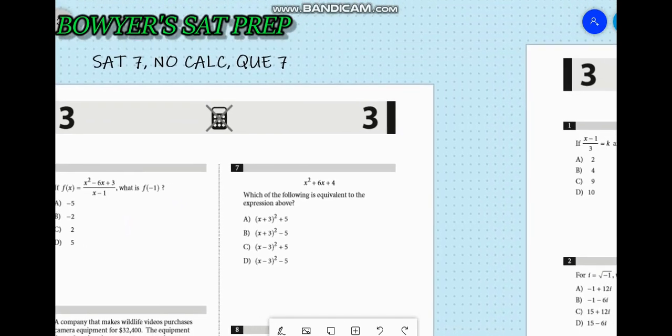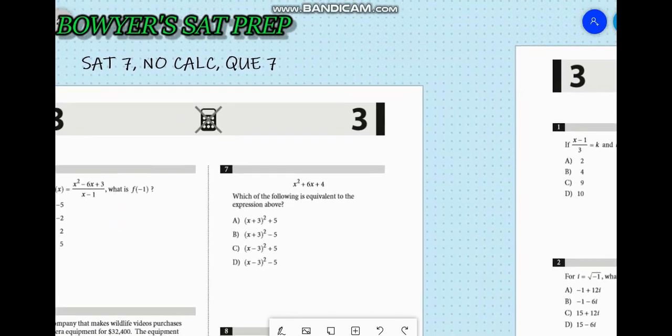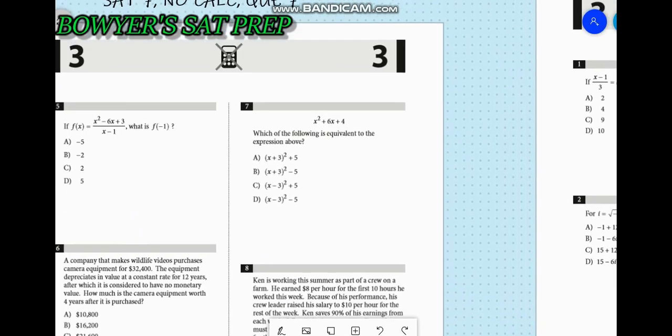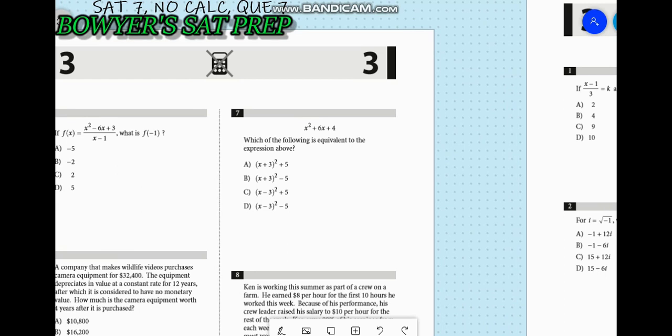And so you have SAT practice test 7, new calculator question 7. This is an example of parabola form. So they're giving us this one. Which of the following is equivalent to the expression above?